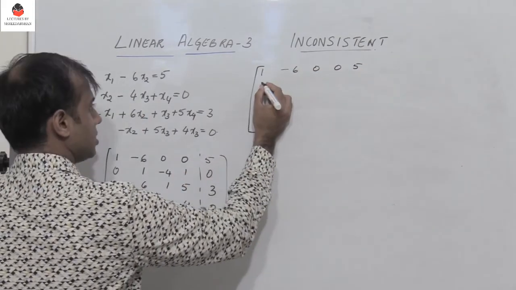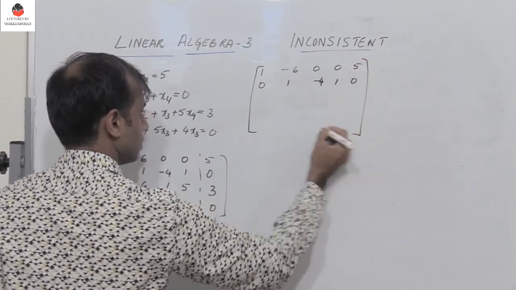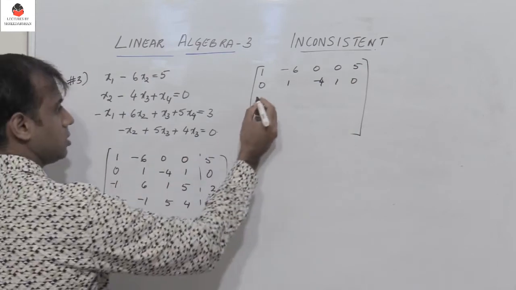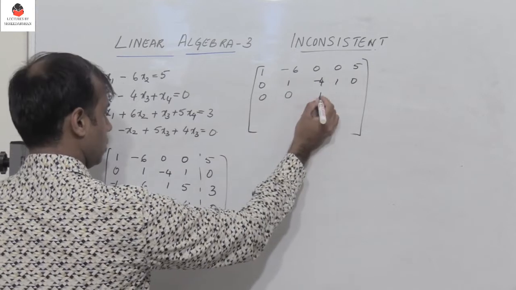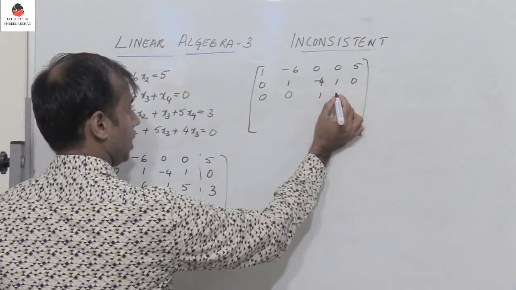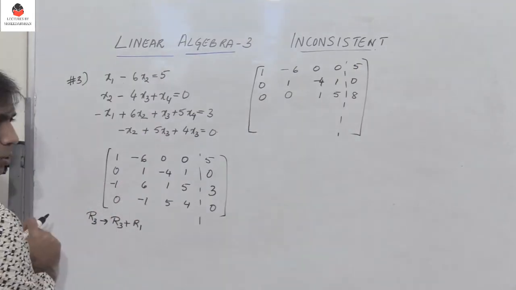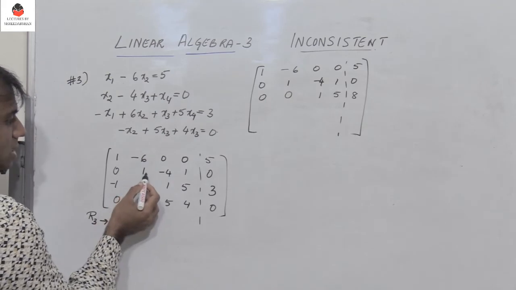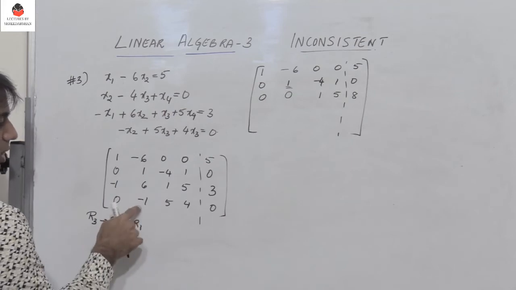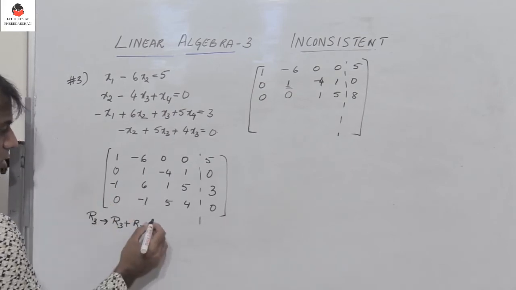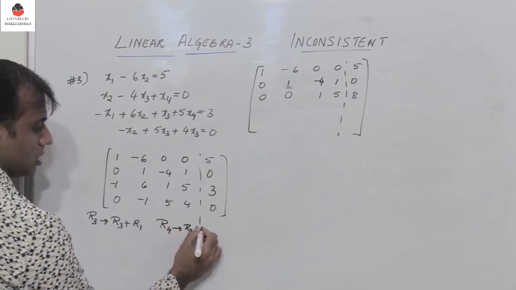The second row remains as it is, 0, 1, minus 4, 1, 0. The third row, 1 minus 1 is 0, 6 minus 6 is 0, 0 plus 1 is 1, 0 plus 5 is 5, and I have 8 here. Now, since this has been made equal to 0, this happens to be the next leading element, isn't it? So I need to make this element 0. Again I can apply the row transformation R4 is R2 plus R4.